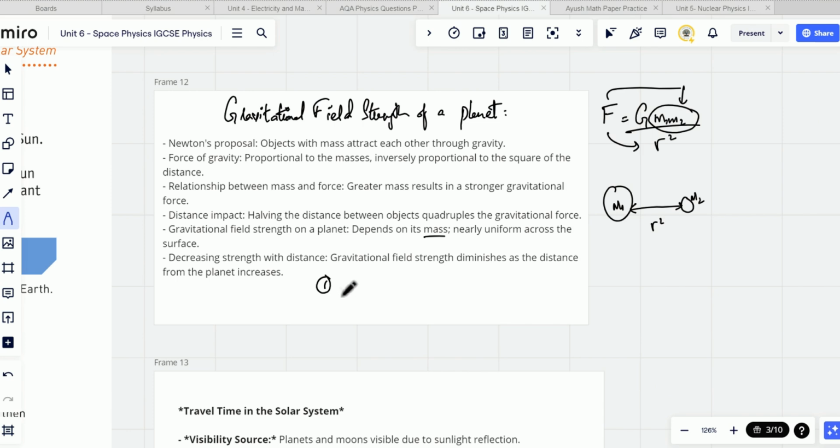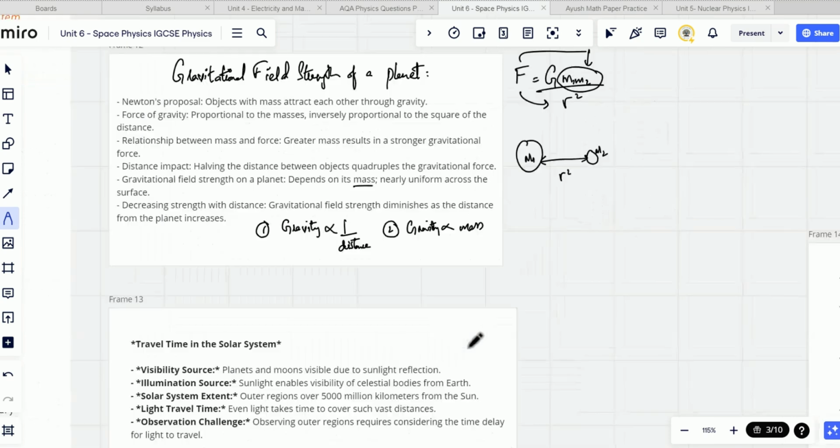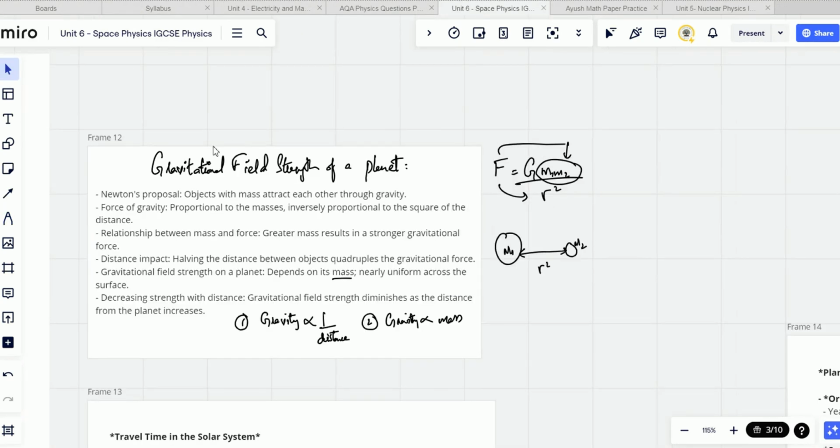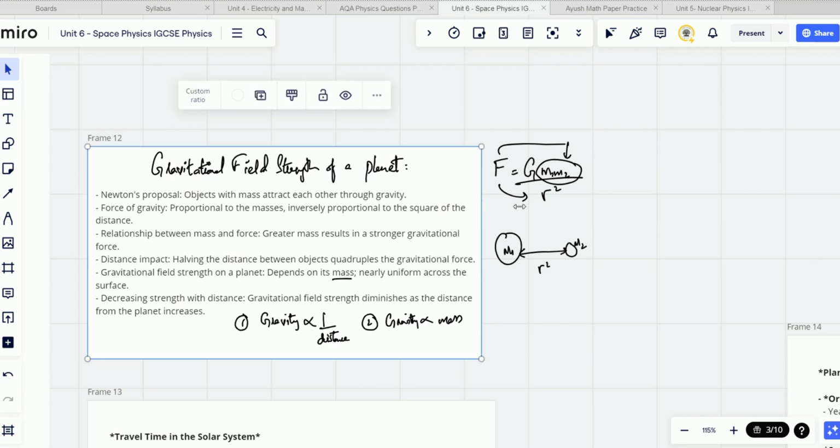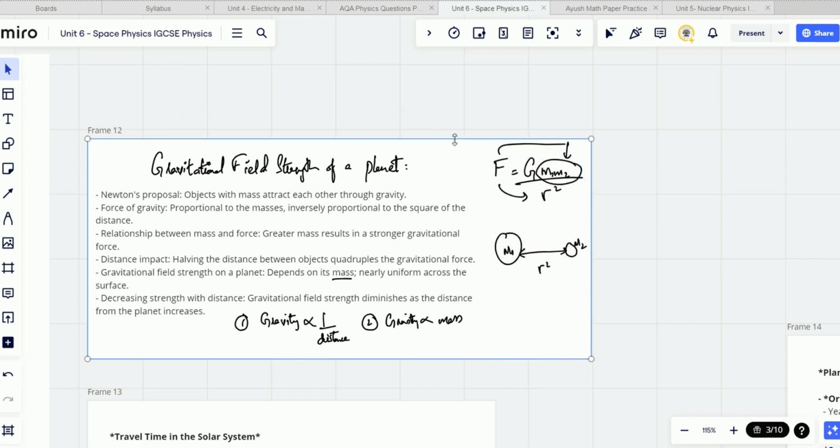Yeah, I did. So I'll write it more simply over here. Let's say the gravity, or the gravitational field strength, I'll just write gravity, is inversely proportional to the distance, and it's directly proportional to the mass. Any questions, Alia? No, not so far. Okay.